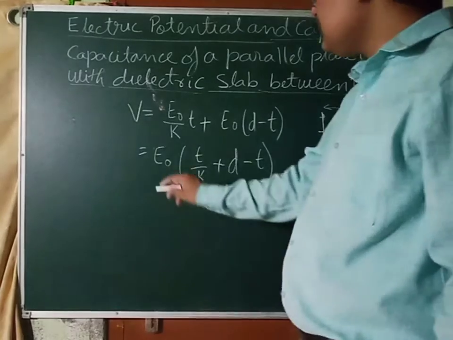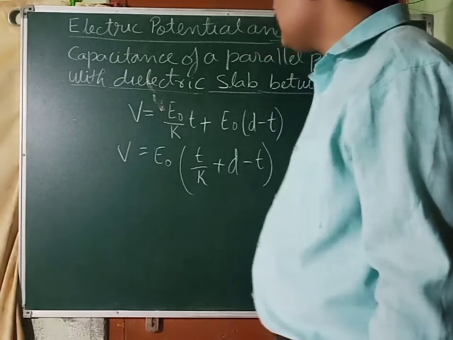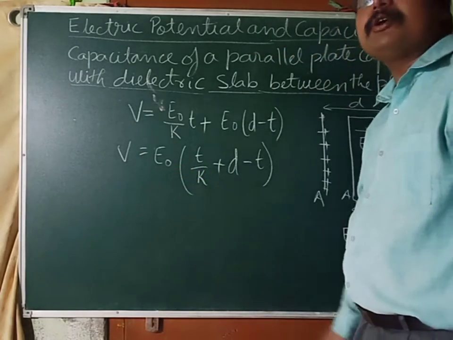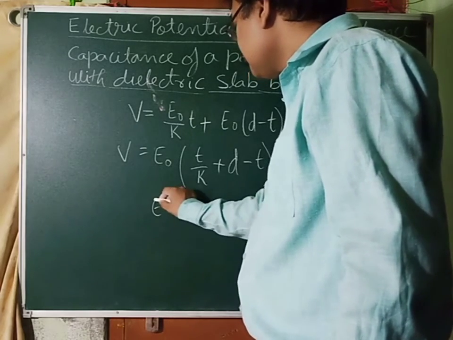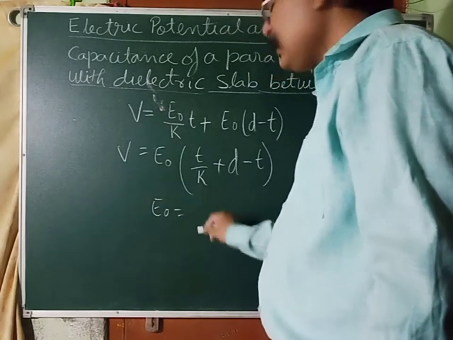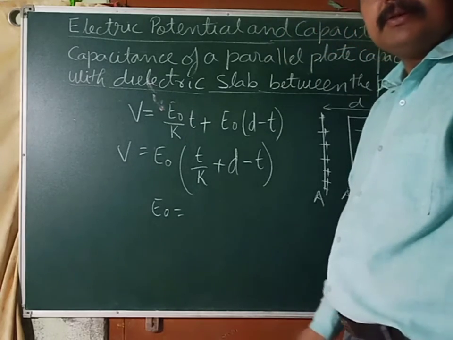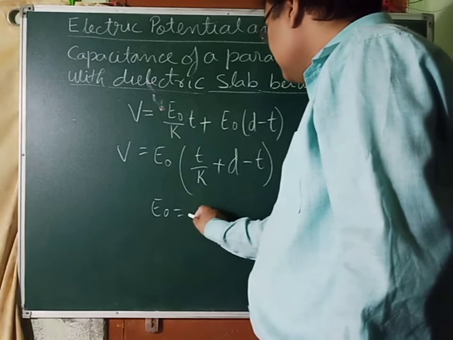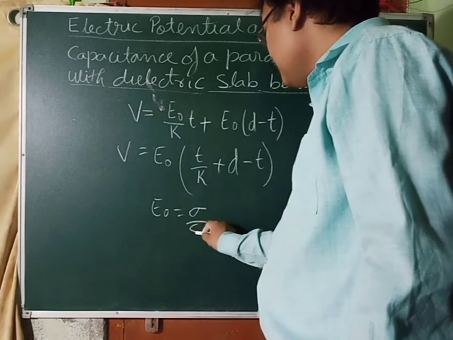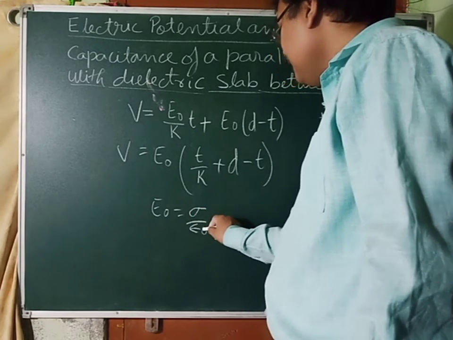So this is the potential difference. But still, what is the value of E naught? That we very well know. E naught is, what is the electric field between the plates of a capacitor when there is free space between the plates? It is sigma by epsilon naught. That we know very well.